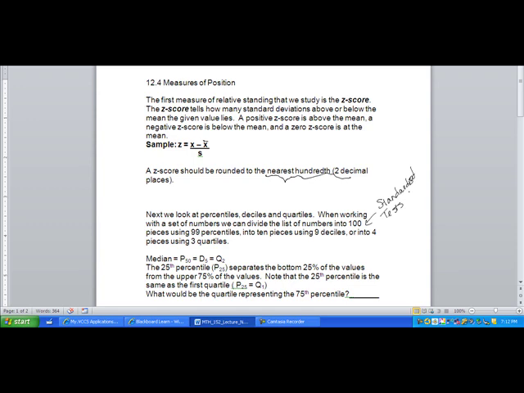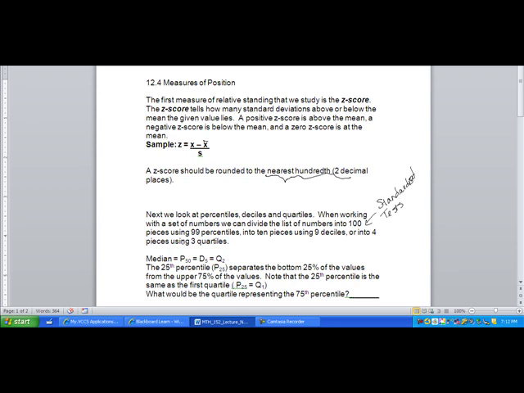We can also use deciles. There are 9 deciles that divide data into 10 pieces. And we also use what are called quartiles, where data is divided into 4 pieces using 3 quartiles. The most common of these, of course, is the percentile, followed by the quartile, and I would say decile is probably the least used. Notice that the median, which is our middle value, is the same as the 50th percentile, the 5th decile, or the 2nd quartile. All of those would mean the same thing.